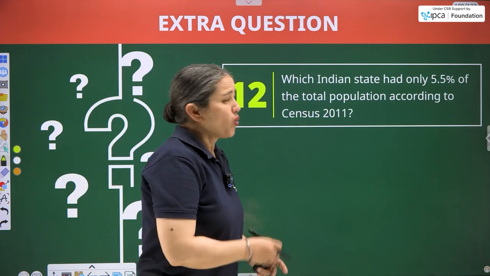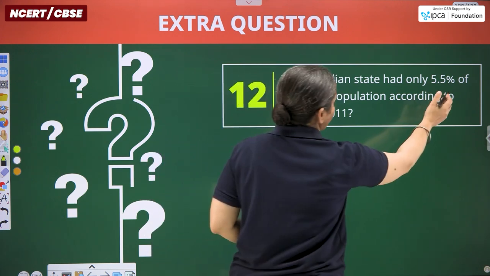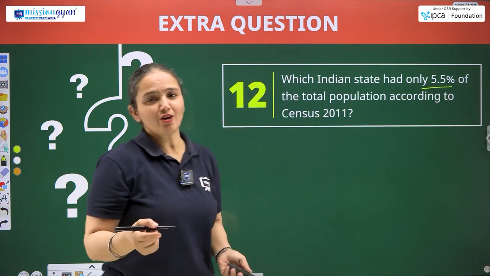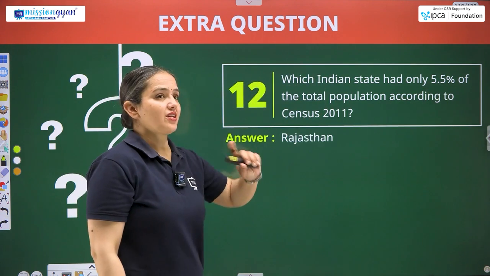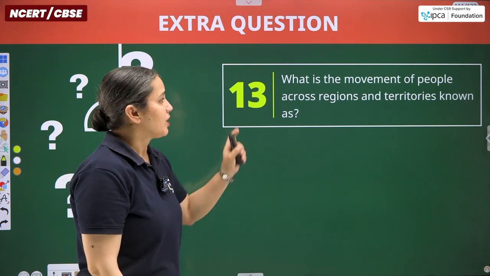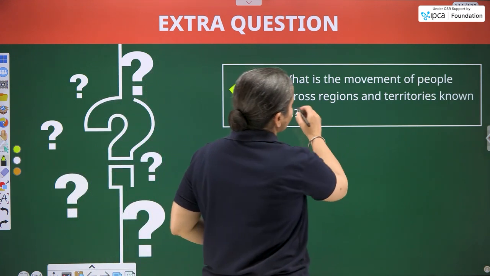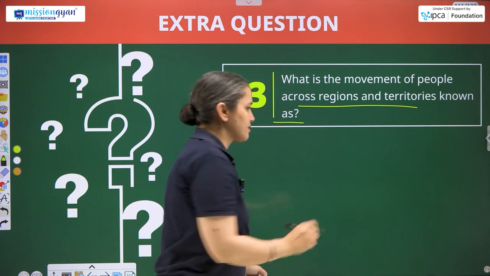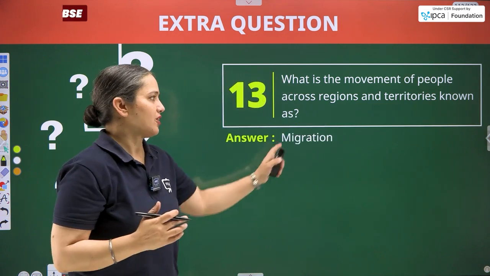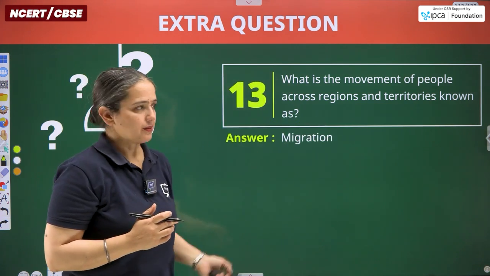Which Indian state had only 5.5%? 5.5% should remind you immediately of Rajasthan. The answer is Rajasthan. Next question. What is the movement of people across regions or territories known as? Certainly migration. Migration is the answer.